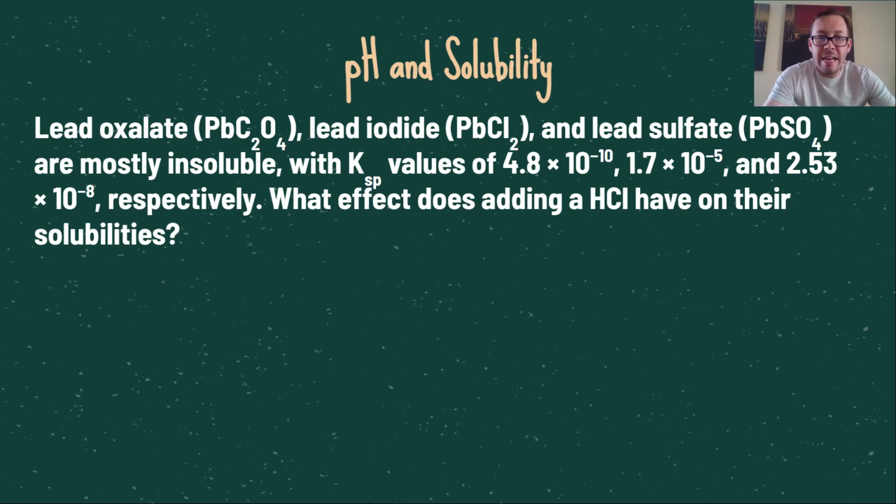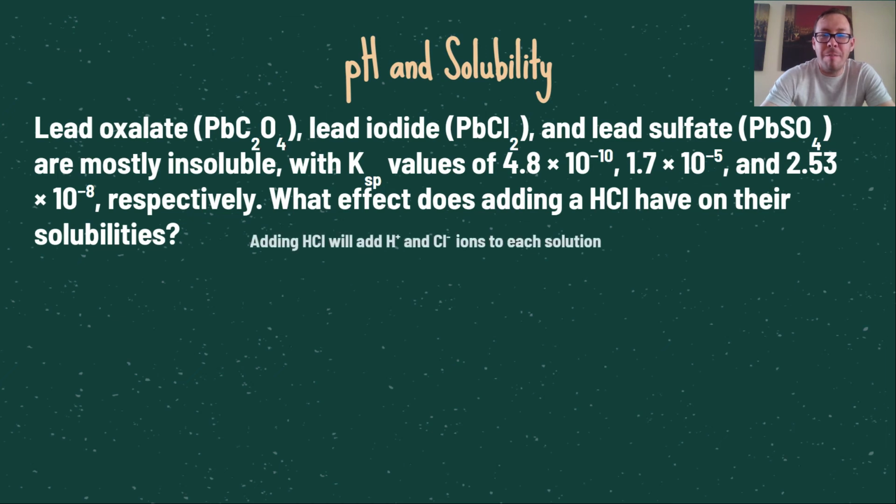Lead oxalate, lead iodide, and lead sulfate are mostly insoluble with KSP values of 4.8 times 10 to the negative 10th, 1.7 times 10 to the negative 5th, and 2.53 times 10 to the negative 8th, respectively. What effect does adding a HCl, just one, have on their solubilities? Gotta work on my grammar sometimes.